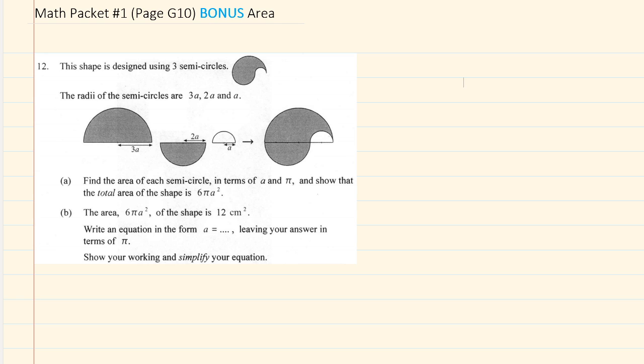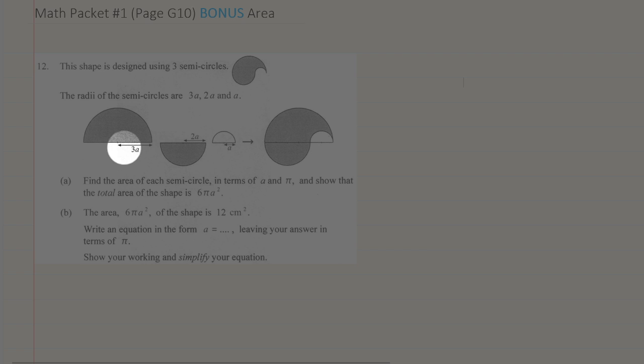So let's read the problem. This shape is designed using 3 semicircles. Kind of looks like the half of a yin yang. The radii of the semicircles are 3a, so that's the first one, 2a, and a. And they all combine to make this weirdo shape right here.